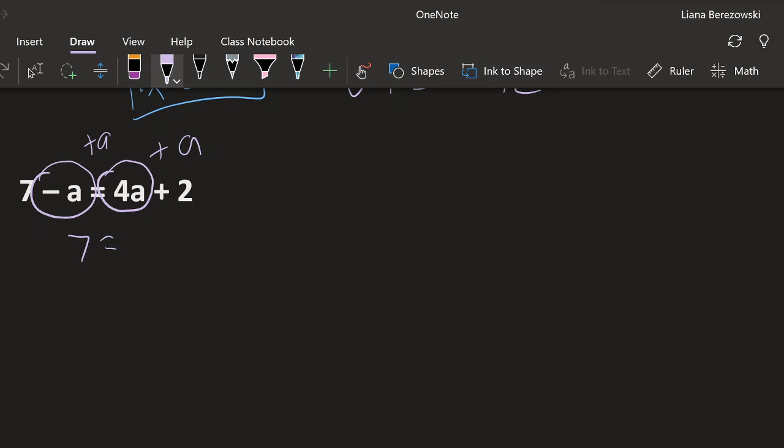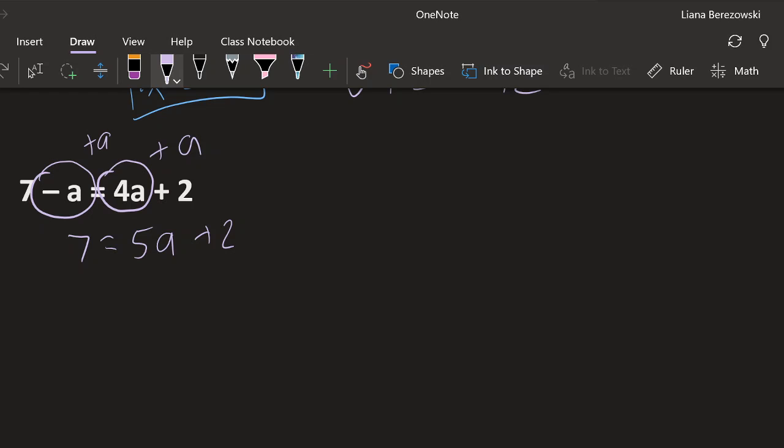So 4a plus 1a, a stays the same. You're really just adding the coefficient. So 4 plus 1 is 5a. Okay, and then this plus 2 we haven't dealt with yet. So my equation looks a lot simpler now. Now this just becomes one of those two-step equations that we practiced solving a little bit yesterday and then a little bit 2 weeks ago.